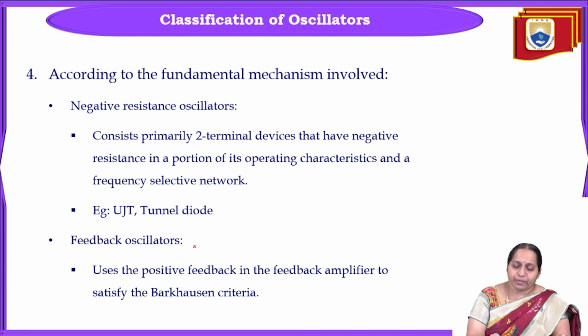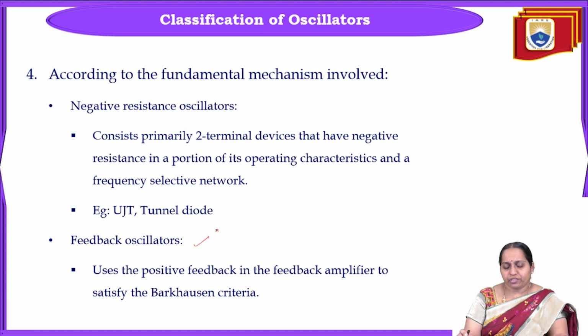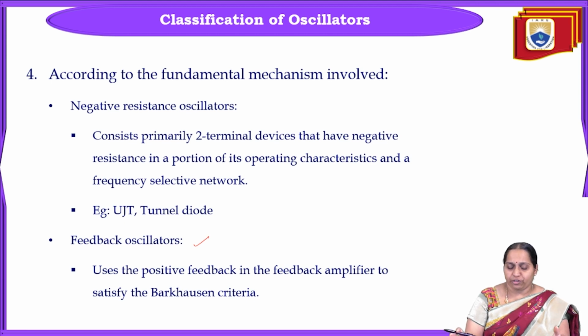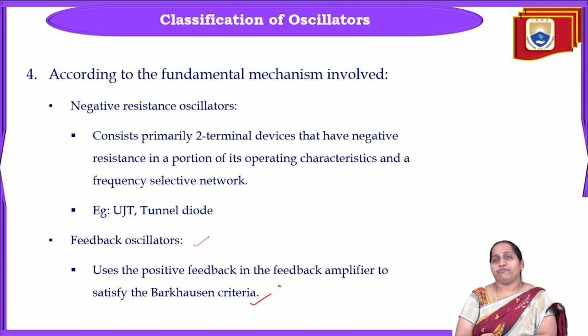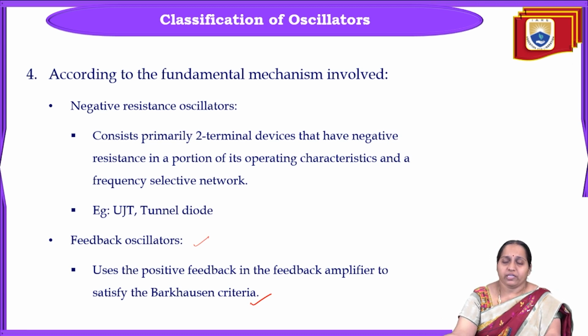The next one is feedback oscillators. Feedback oscillators are generally simply a feedback amplifier with positive feedback. That's using the positive feedback in the feedback amplifier to satisfy the Barkhausen criteria. So according to the fundamental mechanism involved, we have got 2 types, that is negative resistance oscillators and feedback oscillators. Negative resistance oscillators, what do they consist of? They consist of negative resistance devices, such as UJT or tunnel diode, and also a frequency selective network.